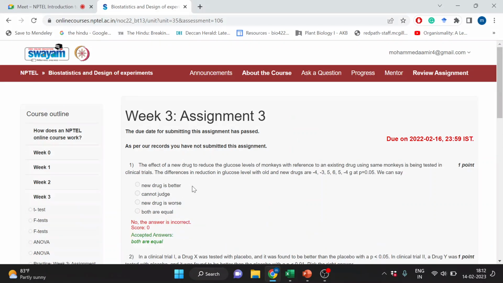Okay. So the first question is there are two drugs, and these two drugs are designed to reduce the glucose level in the monkeys in their blood, I guess. Now, when you actually test how sugar levels drop when you administer one drug versus when you administer the second drug, the difference in sugar levels is given by the following values: -4, -3, 5, 6, 5, and -4. This is the output of an experiment you have done.